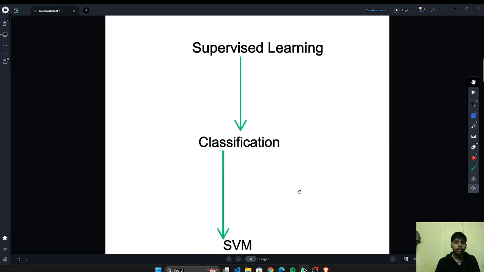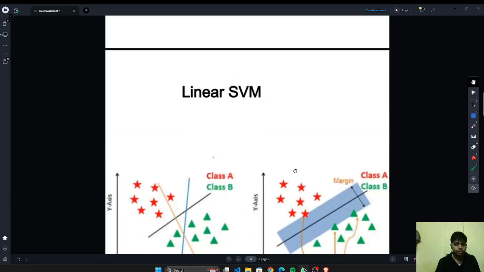Support Vector Machine comes under supervised learning, which means we give data as well as labels in the training period. Supervised learning has two main categories, which are classification and regression. SVM mostly comes under classification. Sometimes we can see it in regression also, but mostly it comes under classification.